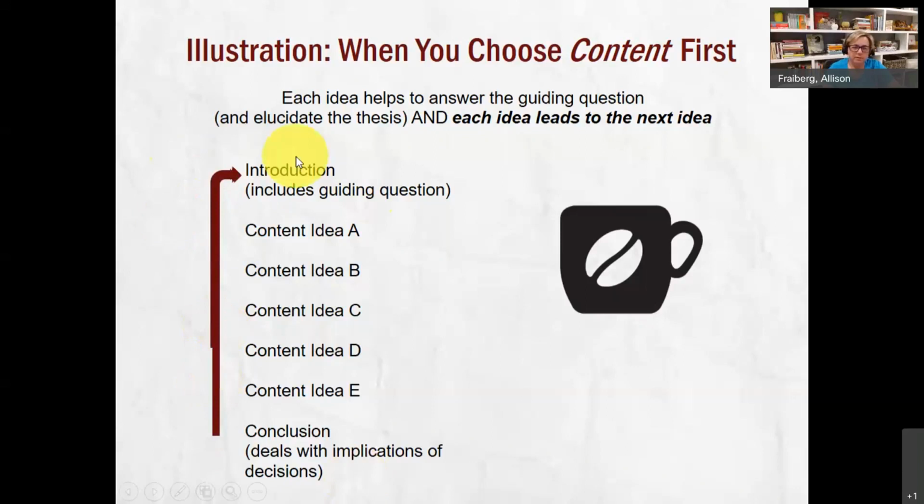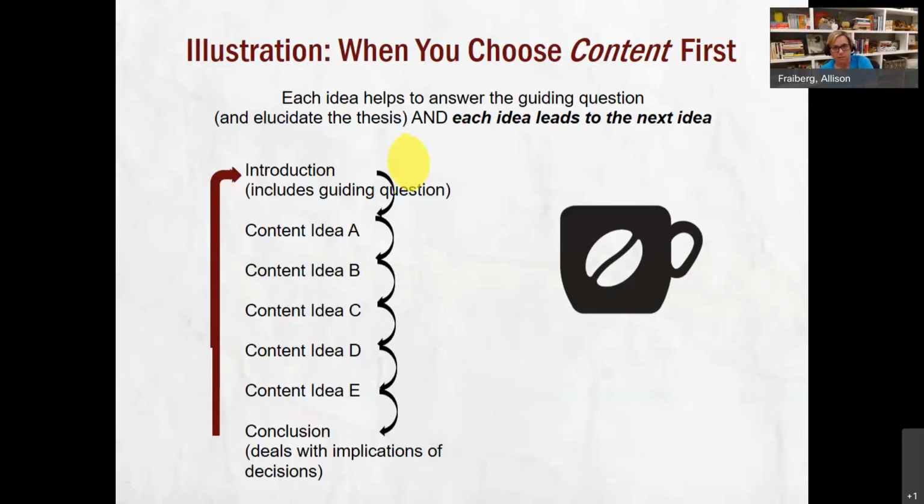Okay, so that's great. So I'm reading. I cannot get out this way. But what's going to keep me from getting out this way to get the coffee? In this case, your guiding question sets up the first idea. And then you talk about content idea A. But you choose this order because you couldn't talk about B without having introduced the idea of A. You couldn't talk about C without B first. You couldn't talk about D without C first, and you couldn't talk about E without D first. And you couldn't talk about implications unless you'd gone through that process.